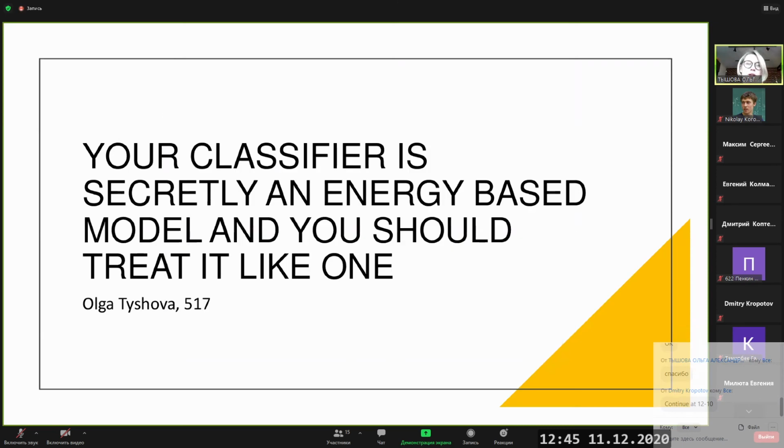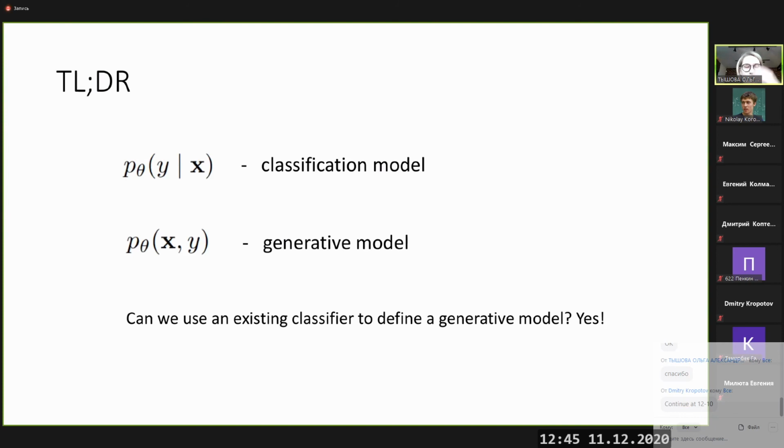So today I would like to talk about a recent paper titled "Your classifier is secretly an energy-based model, and you should treat it like one." To give some sort of an introduction, first I would like to talk about the differences in modern day deep generative models and classification models.